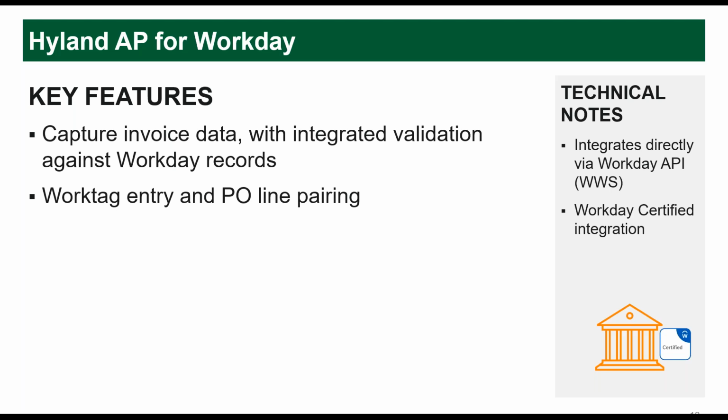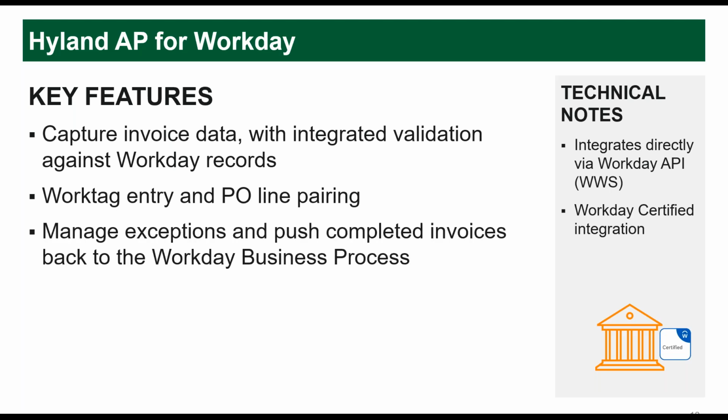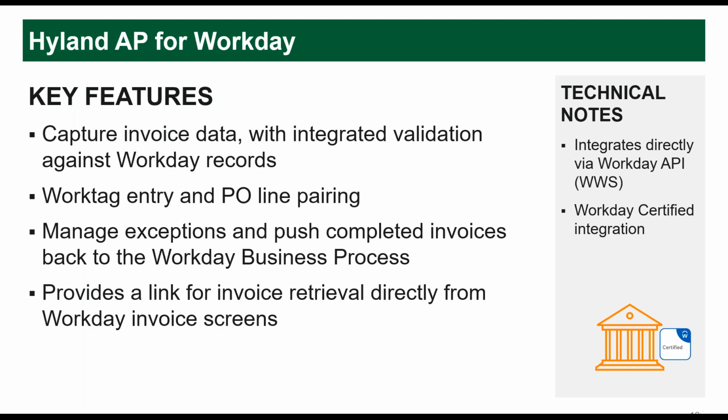And as it's going through that process, if it's a match, right? If we're matching up an invoice to the PO that already exists within Workday, that can be pushed out for automatic approval and processing. If there are exceptions, you have the ability to manage those exceptions and then push those completed invoices back to the Workday business process. And there's different ways that you can manage those exceptions, whether it's in OnBase or in Workday itself. We also provide for that easy retrieval a link to the invoice directly from the Workday invoice screens.